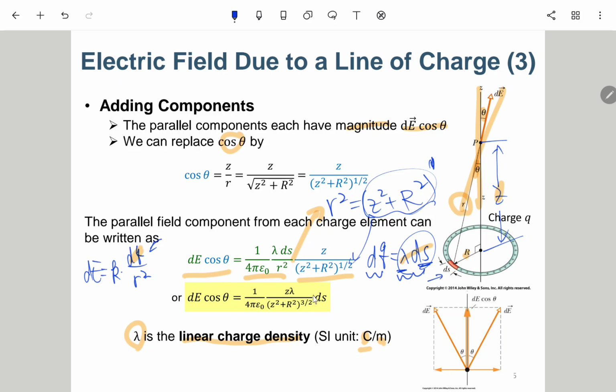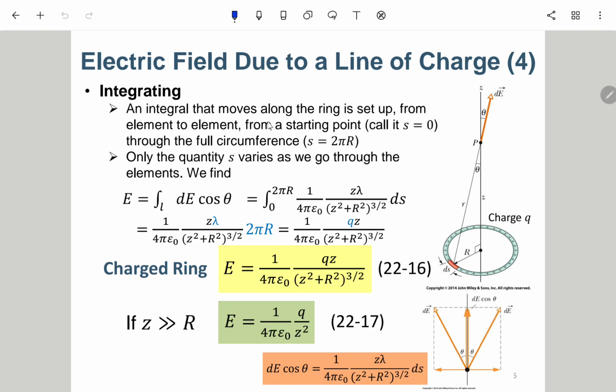And actually, we try to collect the terms. So 1 over 4 pi epsilon naught is here. And then z times lambda, we put it here, ds putting to the back, and then these two combine to be z squared plus capital R squared to the 3 over 2 power. So this is the expression of dE times cosine theta, and this expression is ready to be integrated.